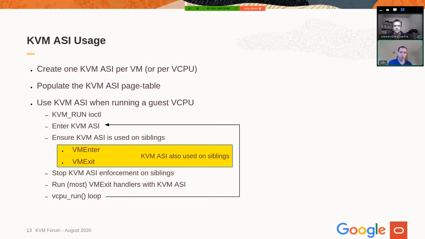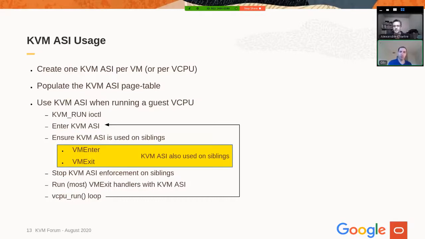Once we know that the sibling CPUs are also running the KVM ASI, we can do the VM enter, run the VM. Once we are done, we exit the VM. And once we have exited the VM, we can start this enforcement of having a KVM ASI running on the sibling. So we are back from the VM, we're still running with ASI, and now we want to process the VM exits. So we'll try to run most of VM exits with KVM ASI. That's really the goal.